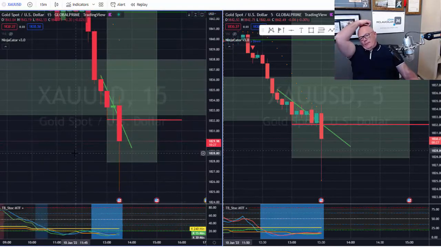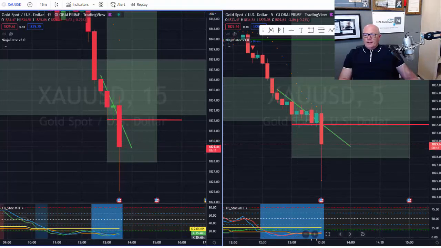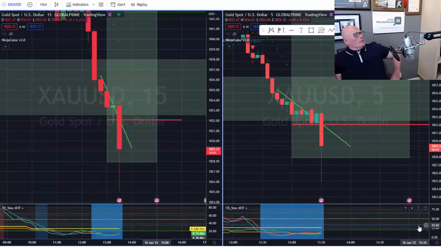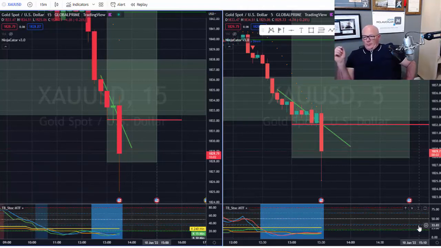For me, the balance of probability is saying wait for the buy, because this stochastic is still snaking along, and yet you can see how the tail end of the 5 minute is just starting to tail up a little bit. Just starting to tail up.